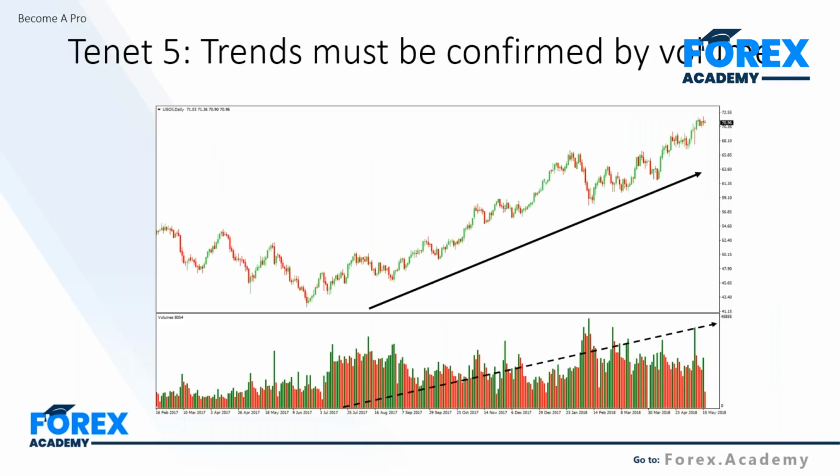And tenet number 5, trends must be confirmed by volume. Okay, and this is a very simple chart. What we've seen is US oil over the long term. So this is perhaps over, well, it stems back the whole way from February 2017 to today's price action, which is great to see. However, let's take a reference point here when we see the start of the bull run roughly around July 2017. Okay, the bull run is from around $41 there to $70 now, so that's fantastic. Fantastic move in this asset.